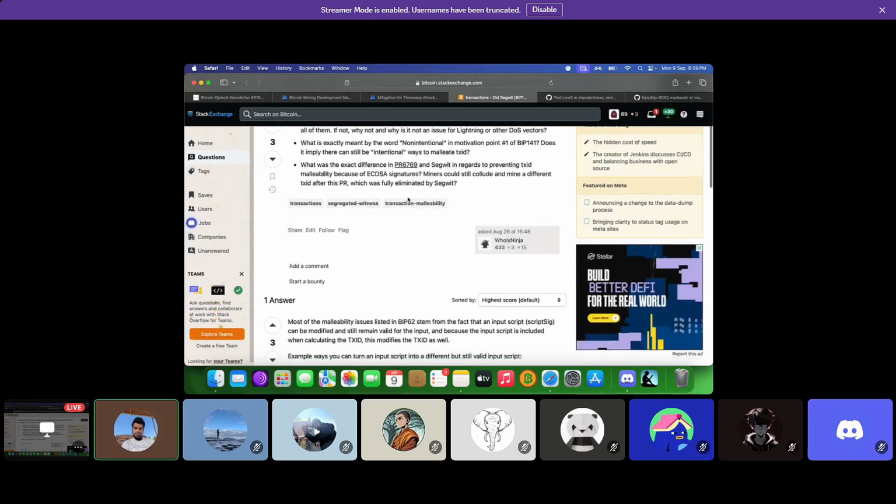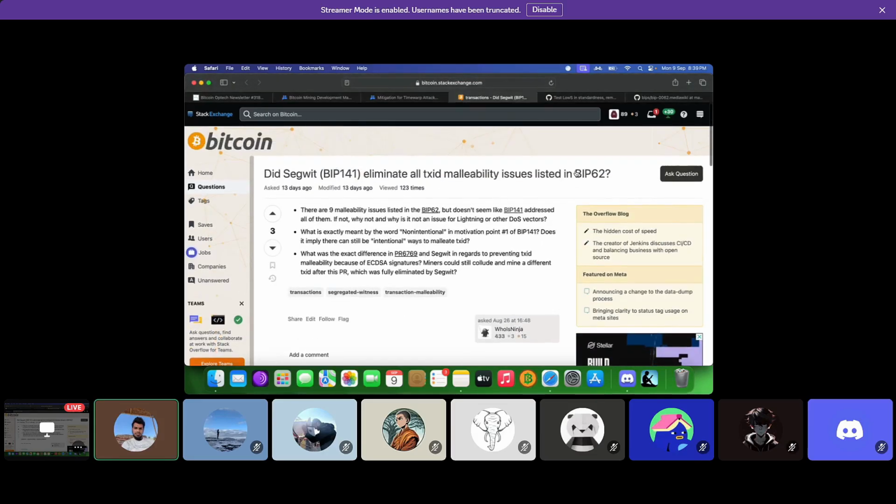Now, before SegWit, there was another BIP proposed known as BIP 62. That BIP proposed that we should not separate the digital signature in computing the TX ID, but we should find out all the ways in which a digital signature can be manipulated and close those avenues. That's what BIP 62 proposed.